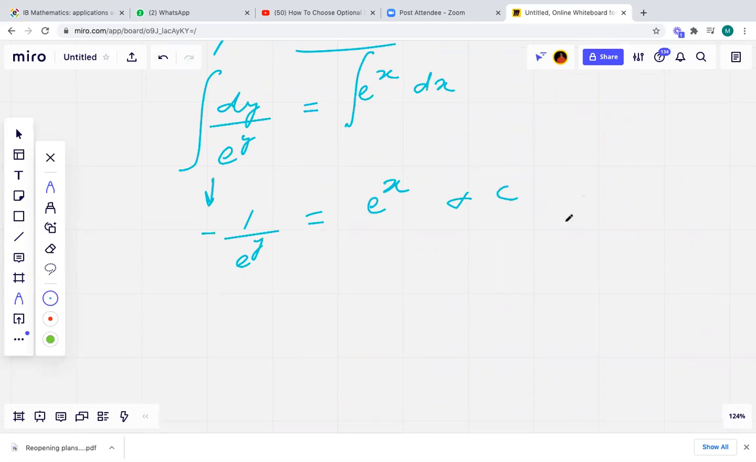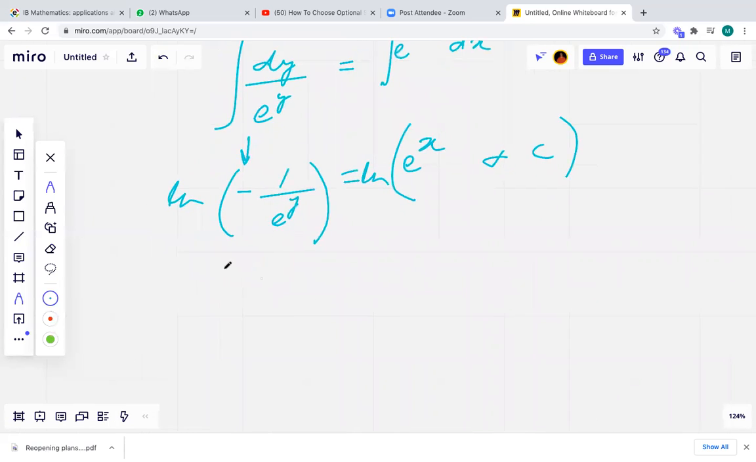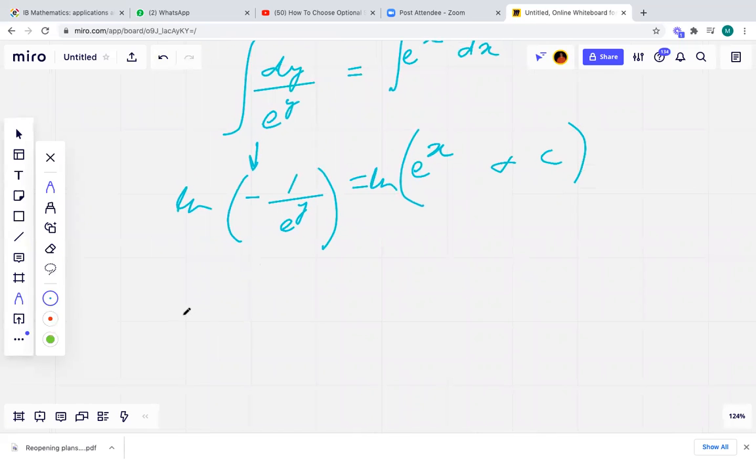I will take logs on both sides. I will take ln because I got e. So ln of this is equal to ln of this whole thing. I'm taking logs on both sides. Now, see, this is ln of minus one.